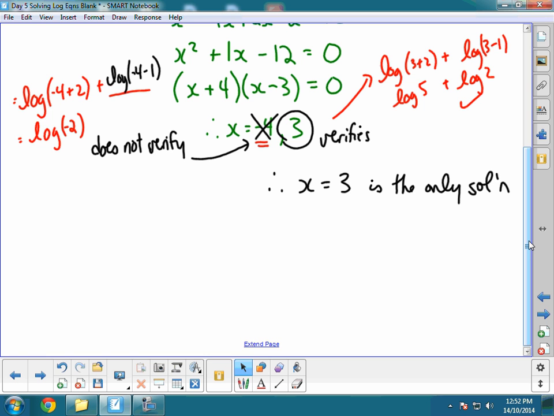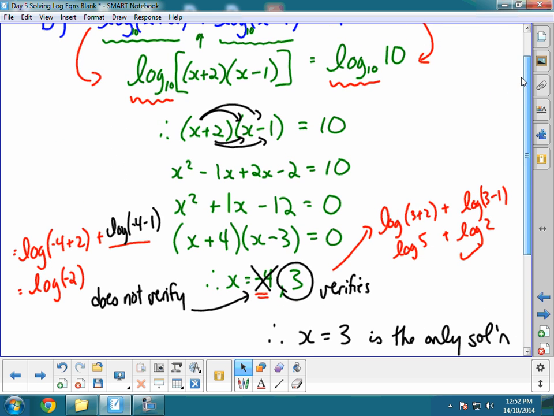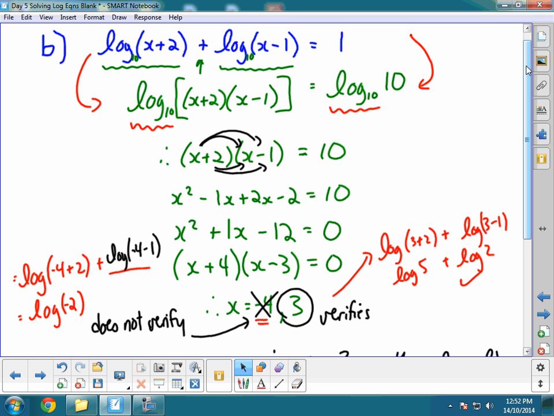So if we go back to the last question and say, should I verify all the time? The answer is yes. You cannot be taking the log of negative numbers. So you have to make sure that your value for x that you solve does not result in you taking a log of a negative number. In this case, negative 4 would have resulted in taking the log of a negative number, but 3 is okay. And so there's only one answer.